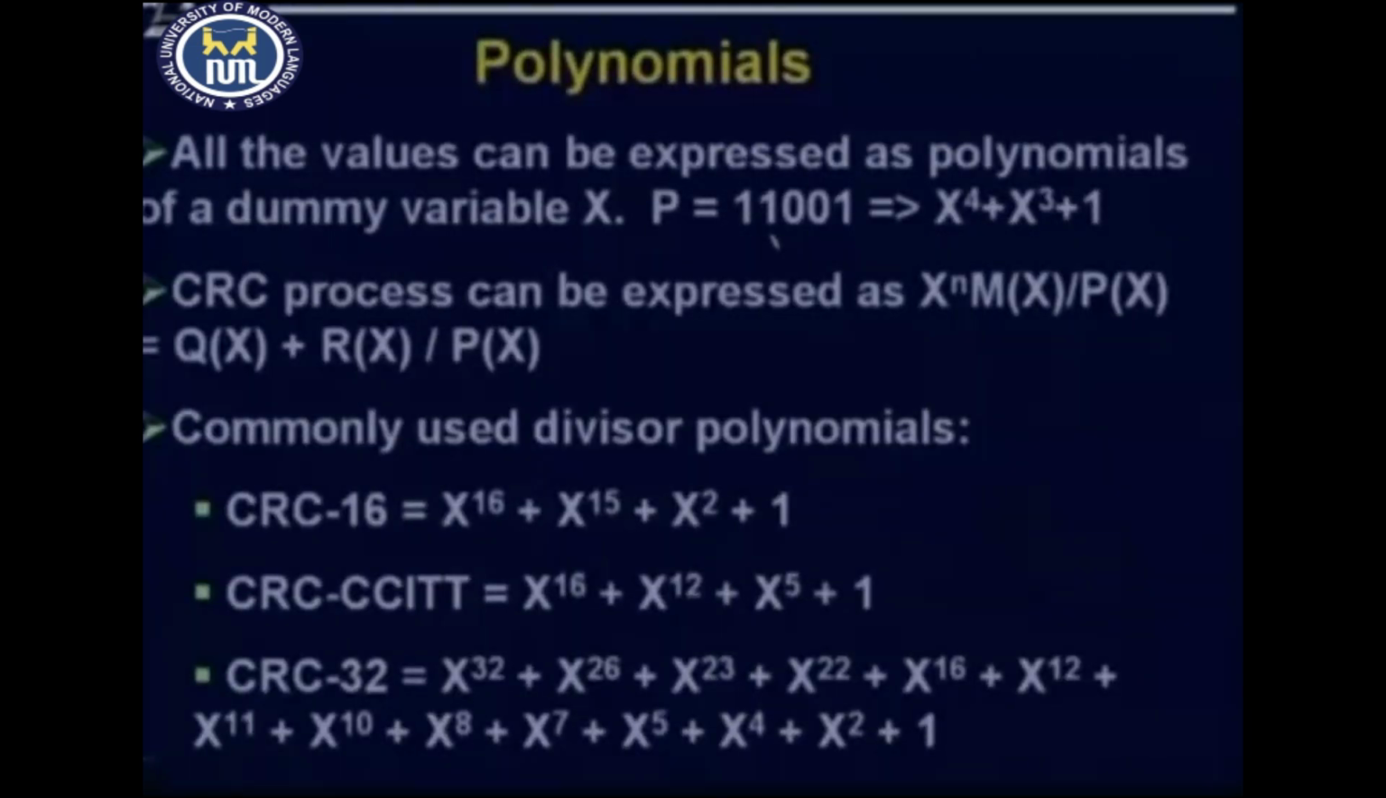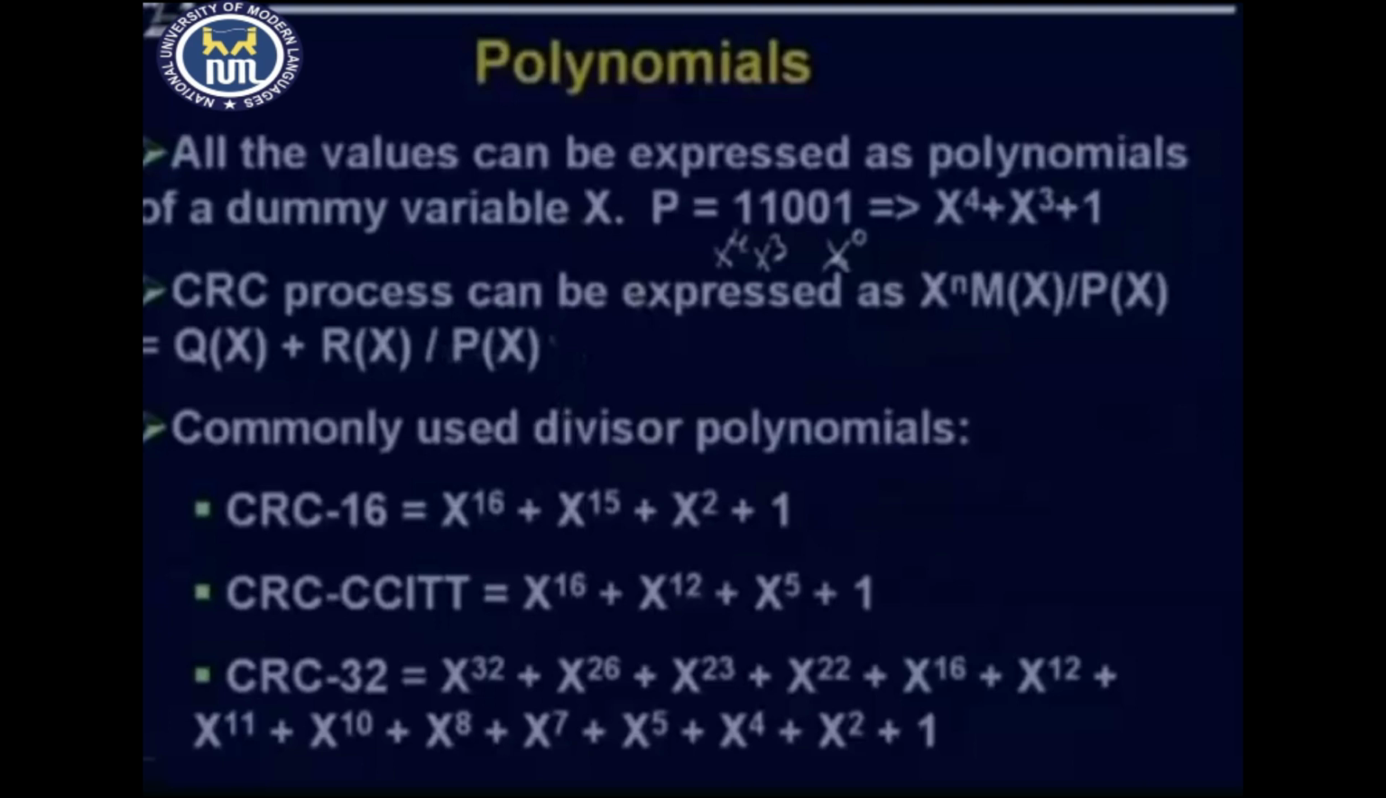Now the polynomial: if we have the sequence 1 1 0 0 1, it can be represented as a polynomial in the dummy variable x as x^4 + x^3 + 1, because the first bit corresponds to x power 0, the second to x power 1, the third to x power 2, the fourth to x power 3, and the fifth to x power 4. The zeros do not appear in the polynomial; only the bits with value 1 appear. So x to the power 0 is 1, so we have 1, x^3 and x^4. We find that this is a more concise way of representing the bits.